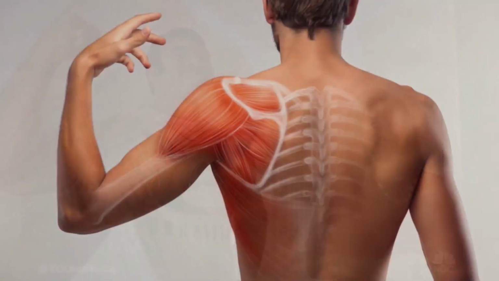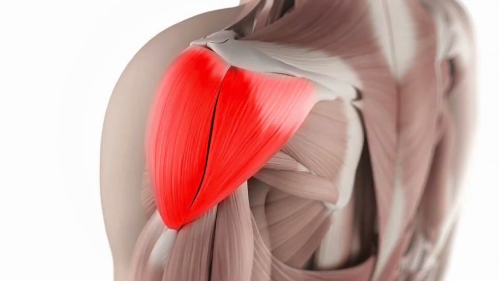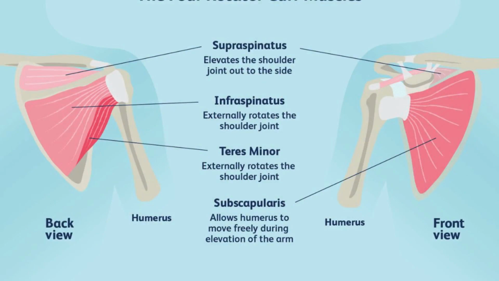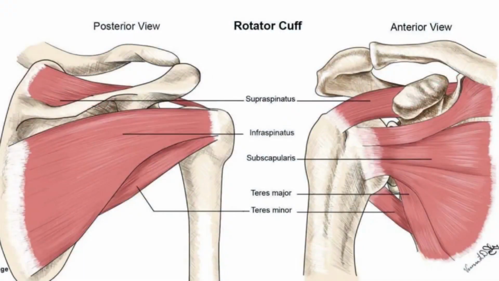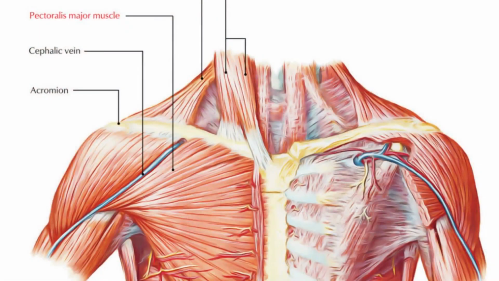Let's move to the muscles of the upper limbs. What are they? The shoulder muscles. Muscles such as the deltoid, rotator cuff muscles, supraspinatus, infraspinatus, teres minor, subscapularis, these are very important muscles to remember, and pectoralis major contribute to movements of the shoulder joint.